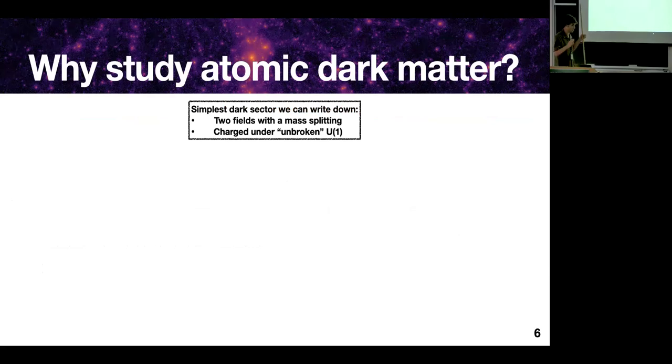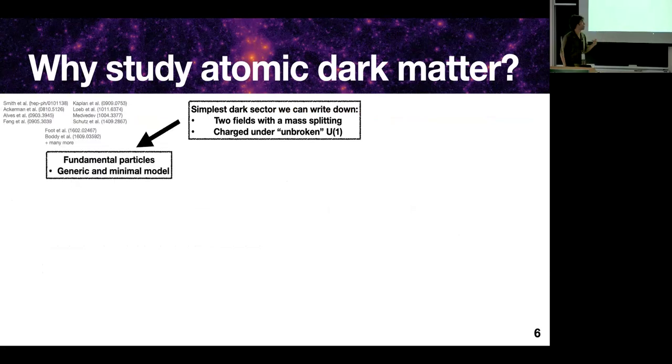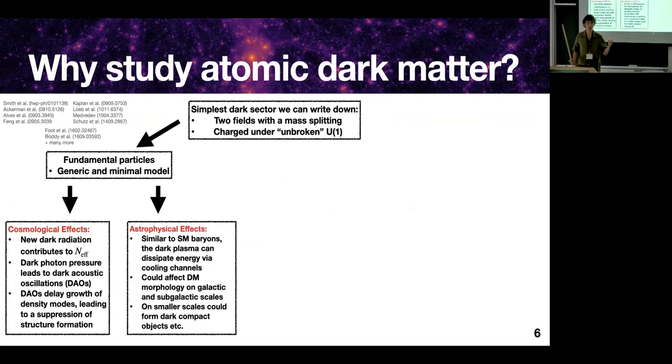To show two paths for how we could think about atomic dark matter, as I said, we start with a simple dark sector. We have two fields with a mass splitting, charged under some unbroken U(1). You can think of these as fundamental particles. This is a very generic minimal model, with lots of literature that I've partially cited, and many more. But even from this minimal model, we get a lot of interesting effects.